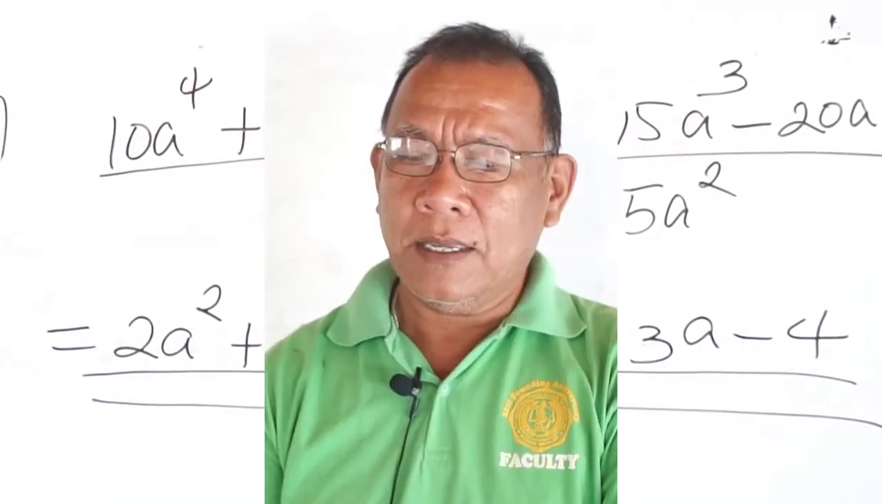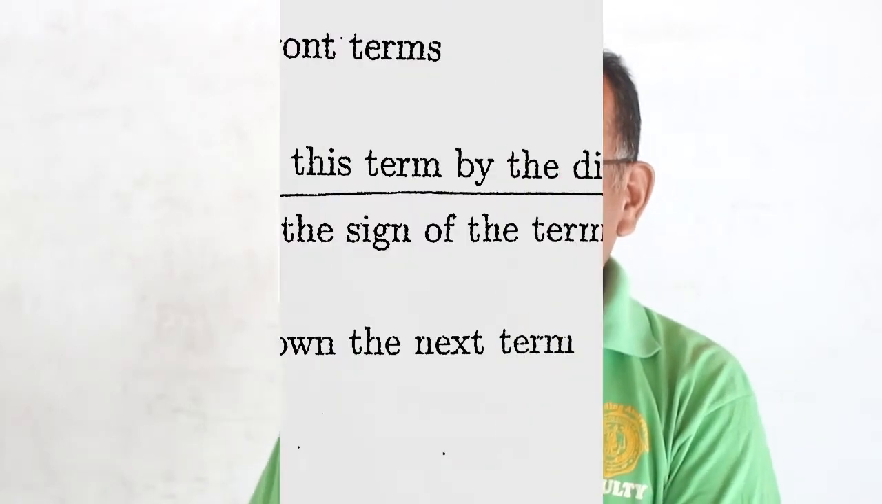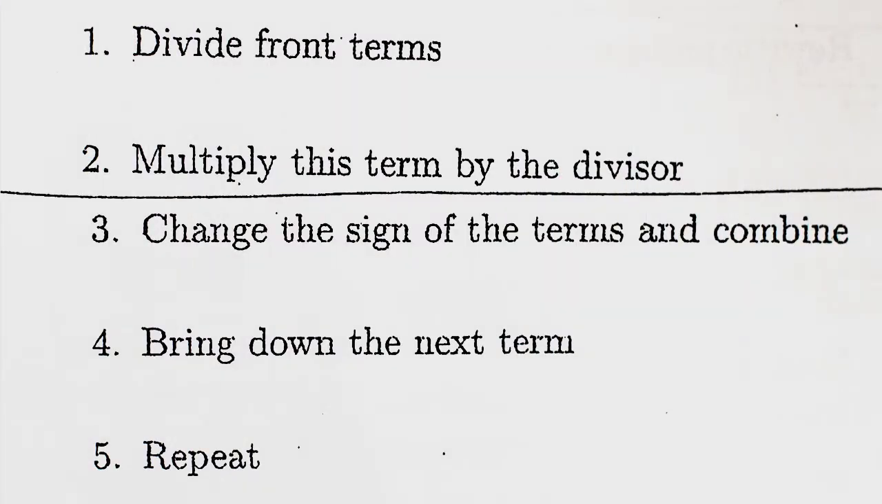Our next topic, dividing polynomials by a polynomial. The rules in dividing polynomials by a polynomial. Rule number 1, divide front terms. Then number 2, multiply this term by the divisor. Then rule number 3, change the sign of the terms and combine. Then rule number 4, bring down the next term. Then we have number 5, repeat.